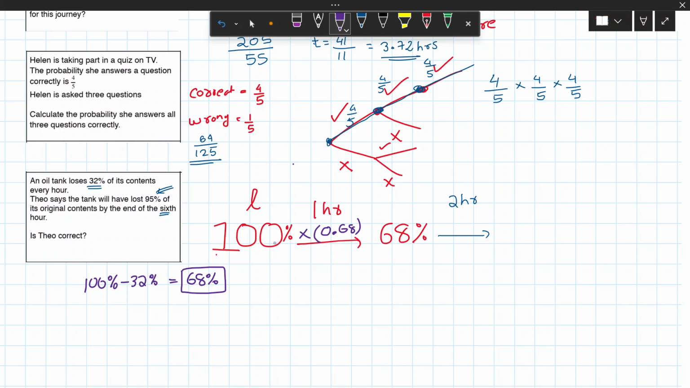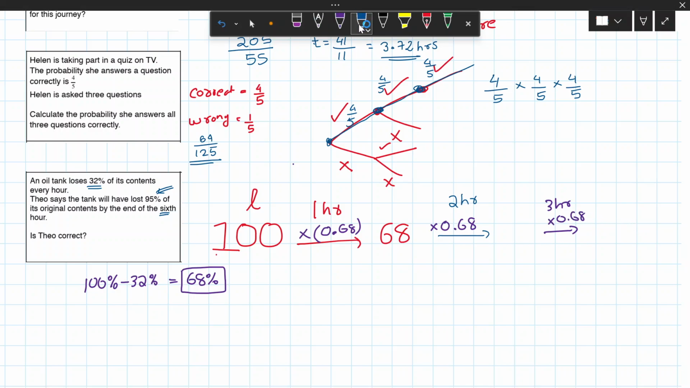So I had 100% with me. Now I have only 68% of the 100. So let's say I had 100 liters. I had 100 liters. Now I have only 68% of that, which is 68 liters. Again, I would do times 0.68. I could do this for the third hour. That's times 0.68. Do that again, and again.